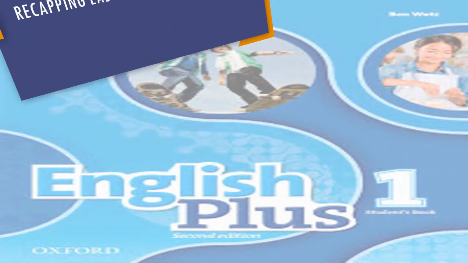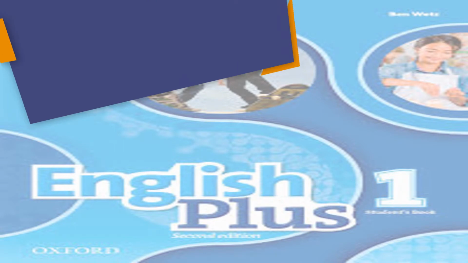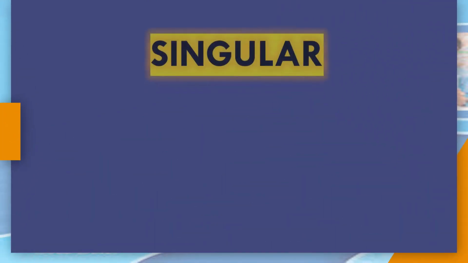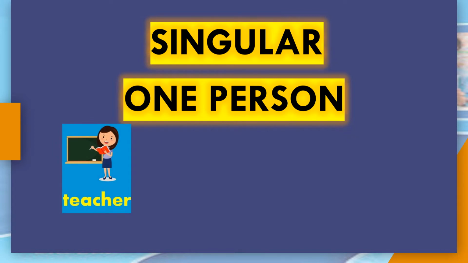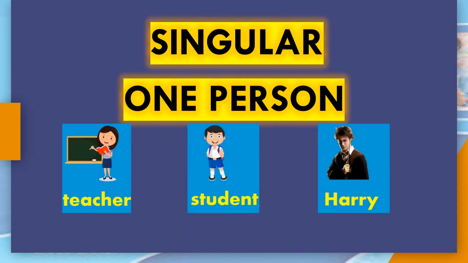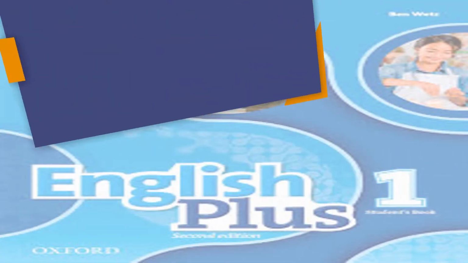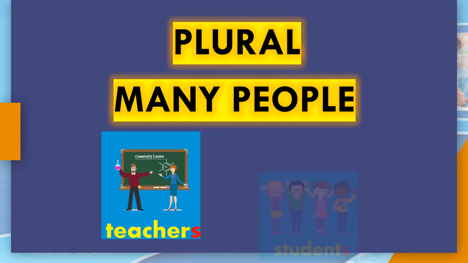Before we begin learning today's lesson, we are going to recap the last video's lesson. The first thing that we did last video is we learned about singular, one person, like teacher, student, and Harry. And then we also learned about plural, many people, teachers, students.